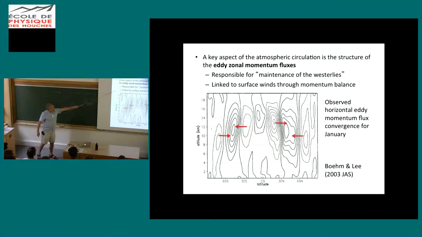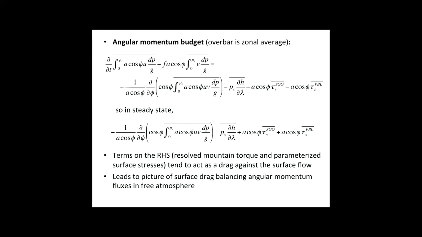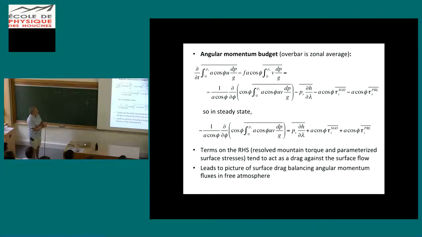And it's linked to the surface winds through the momentum balance. That's my second equation for this morning. So in the angular momentum budget, this is in pressure coordinates. We tend to work in pressure coordinates a lot in the atmosphere because it's convenient. It absorbs the density factor, makes a lot of cubic terms quadratic, so it's very useful. So this is d by dt. This is an integral in pressure, and the overbar is a zonal average, going around a latitude circle.